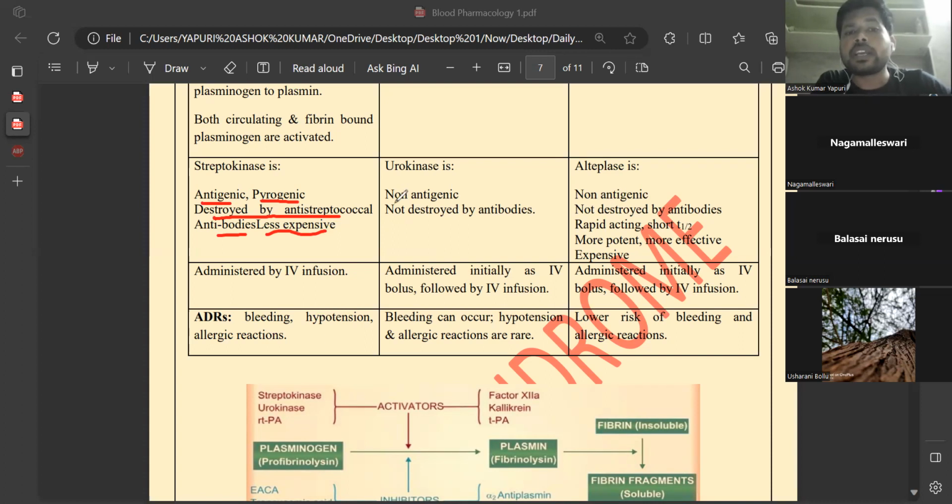And regarding urokinase, it is from a human source only. So there are no allergic reactions, no antigen formation, and it is not destroyed by the antibodies. So urokinase is safe compared to streptokinase because it is from the body's own kidney cell source. So it is compatible with our human body. There is no problem with urokinase. And when coming to alteplase, it is an rDNA technology product. No antigen reaction, does not degrade by antibodies. It shows rapid action with a short half-life.